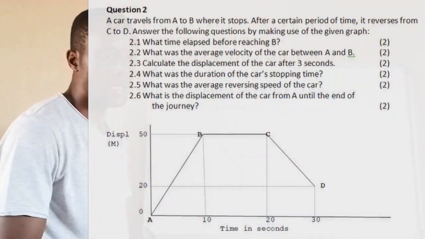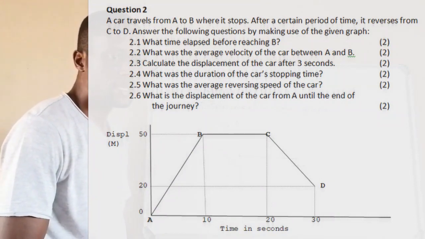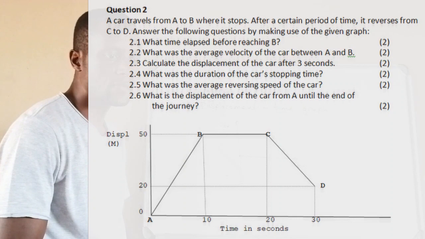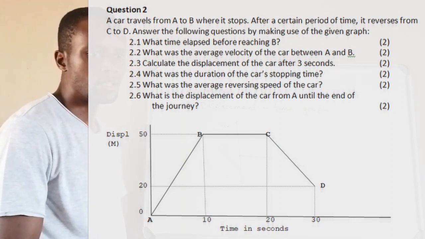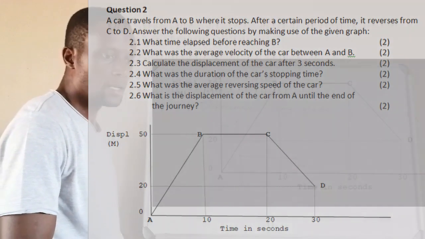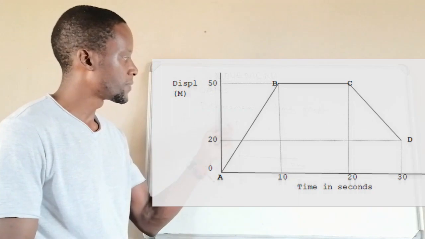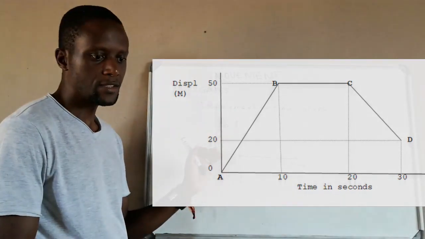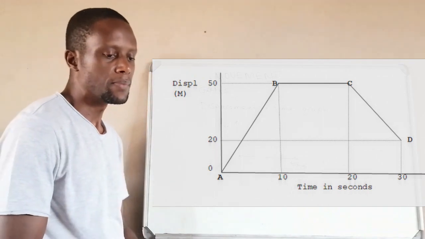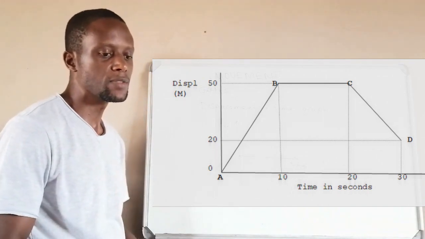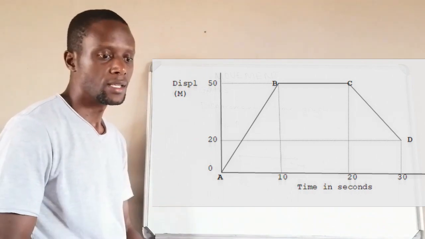A car travels from A to B, where it stops. After a certain period of time, it reverses from C to D. Answer the following questions by making use of the given graph. So we have a graph below there. When we look at our graph, we can see that it has the displacement on the y-axis, and it is marked 20 and 50, and in brackets it says meters. So our displacement, that 50, is 50 meters, and the 20 is 20 meters.